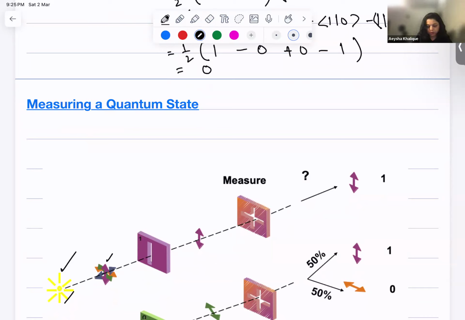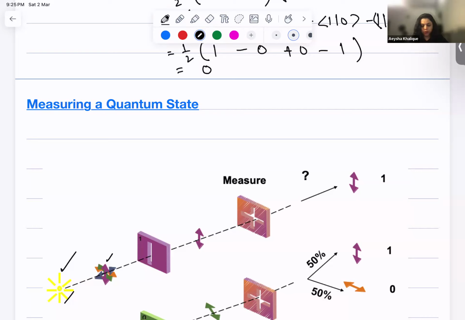For example, you just put this preparation apparatus in front of it, which only allows the light with the vertical polarization to pass through it. Okay. So when it passes through this and is now going ahead, you then try to measure this state.